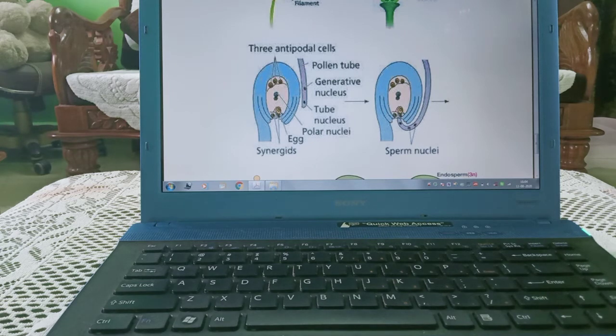Out of these 8 cells, 4 cells are upwards and 4 cells are down. Out of the 4 cells from the upper side, 1 comes down, and from the lower 4 cells, 1 cell goes up. And in the center, they form the polar nuclei.